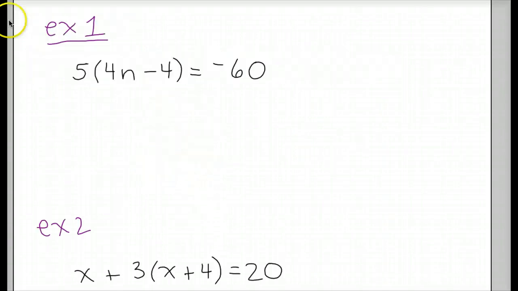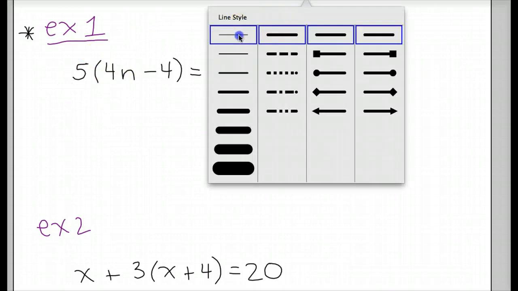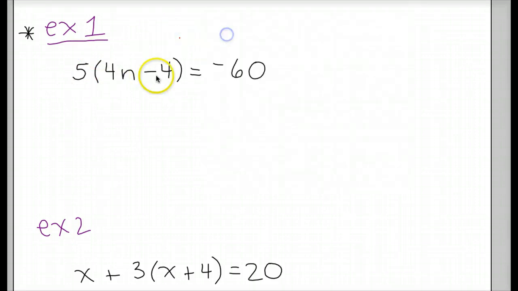All right, example number 1. We have 5 times 4n minus 4 equals negative 60. Now remember, these are just like ones on the video or on your worksheet. So you'll see stars next to ones on your worksheet, and you can go ahead and copy these down from that. So first thing we want to do is distribute the 5 to both the 4n and the negative 4.